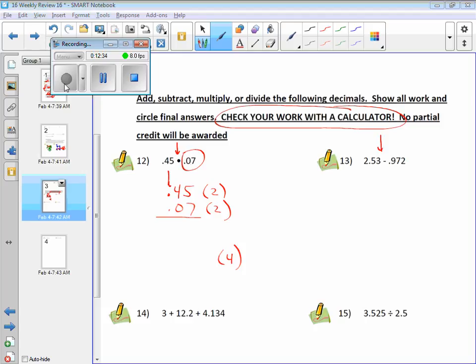All right, now with 13, we have a subtraction. So order does matter. So no matter what, 2.53 has to go on top. So unlike multiplication, we have to line up decimals when we add or subtract. So when we line this up, my 0.972 has to line up this way. I'm actually going to do this with you. Add a 0, what we call the annex 0, where we see nothing.